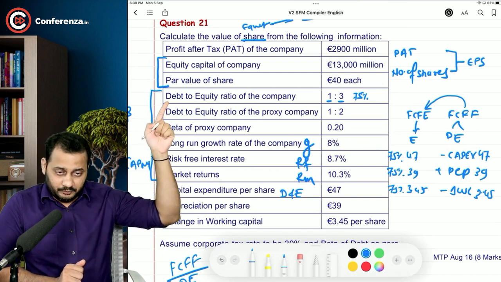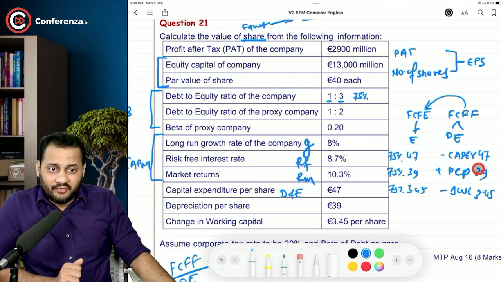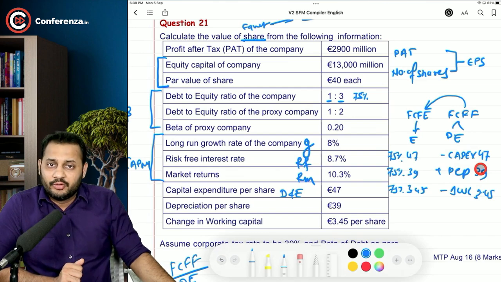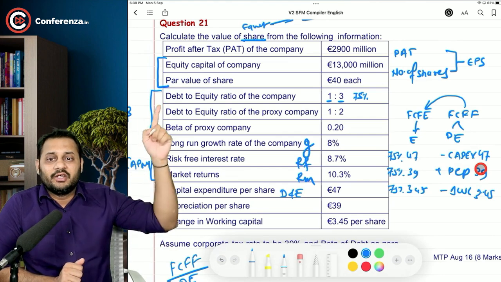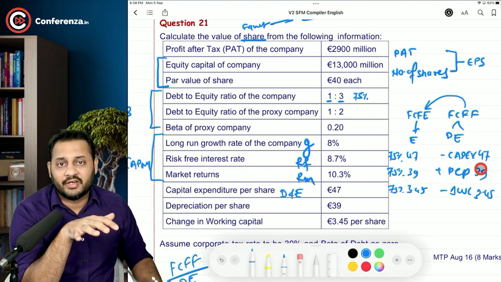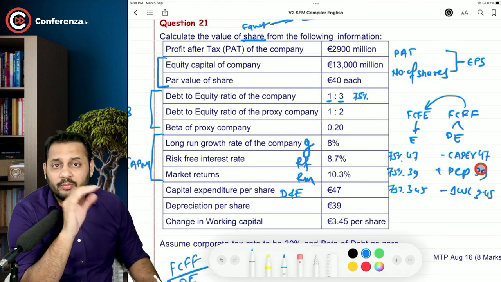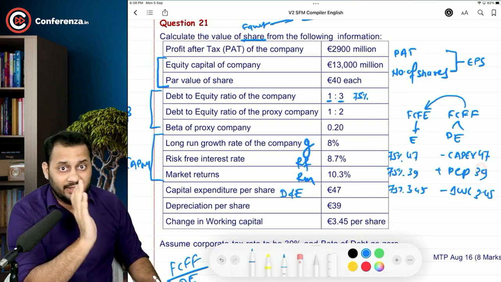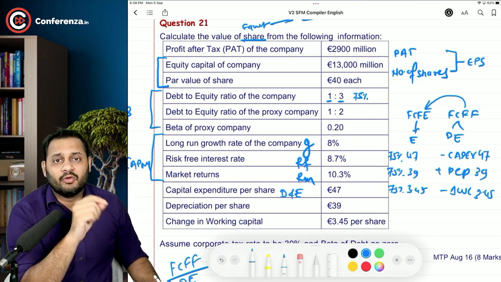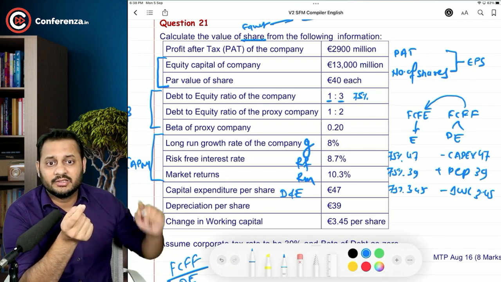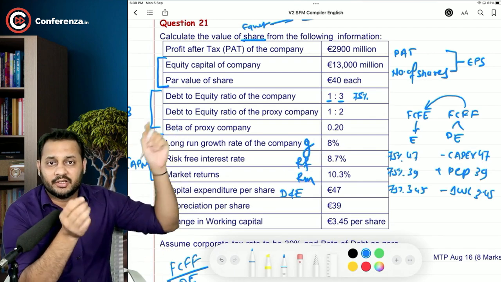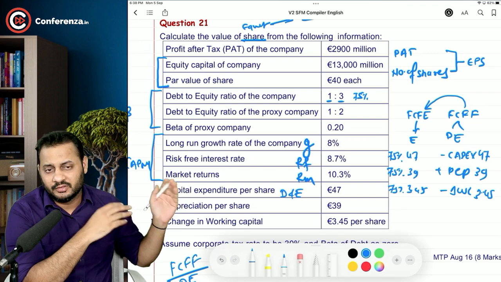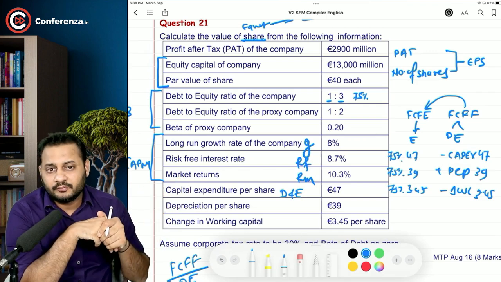Why? Because if you ask equity shareholder to entirely contribute 47 euros, then what will happen? The debt to equity ratio of the company will get affected and it will no more be 1:3. We have to maintain that. It means whatever the debt capital requirement is, it should be divided in this part in order to keep the ratio. That's what we are going to do here.